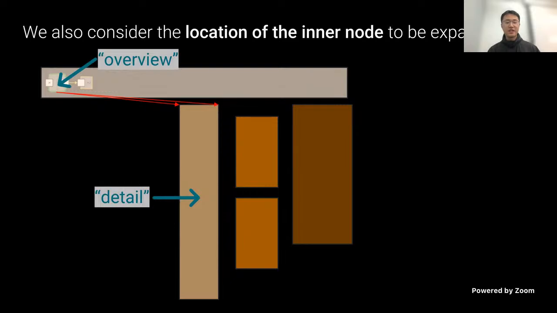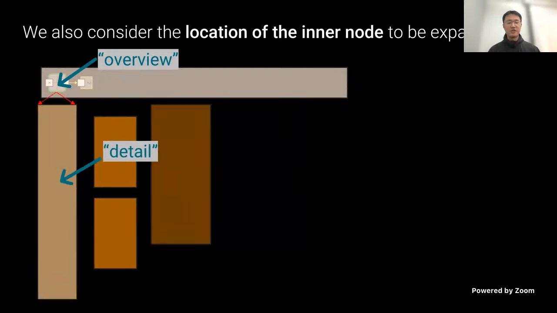Additionally, we also take into account the location of the inner node, the actual overview of the detail box, and position the child node near this inner node, unlike the traditional Reingold-Tilford algorithm where the child node is simply placed in the middle.